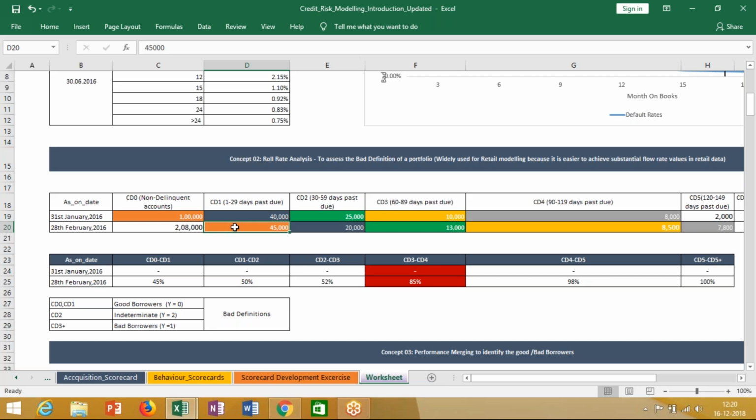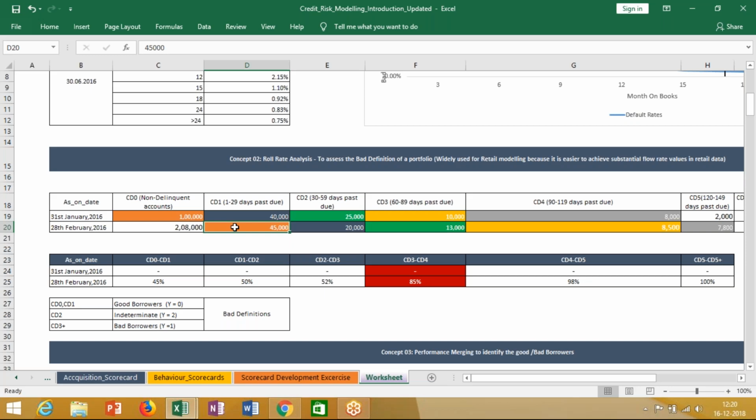So Tanmay, just a quick question, sorry to interrupt. This 40,000 in the CD1 bracket can also be accounts which went into CD1 in December and just stayed there for 2 months. Absolutely.